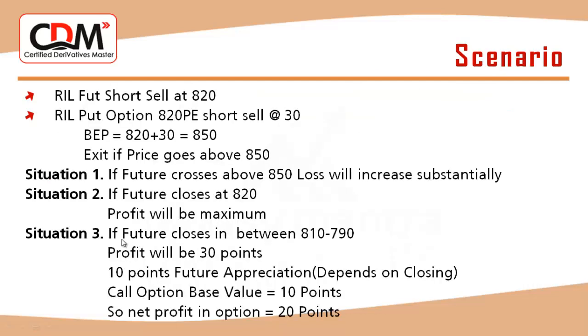So if the future closes between 810 and 790, the profit will be a maximum of 30 points. In the same way, we just have to understand what our maximum profit would be if the future expires at 810, what the maximum profit would be if the future expires at 800, and what the maximum profit would be if the future expires at 790.